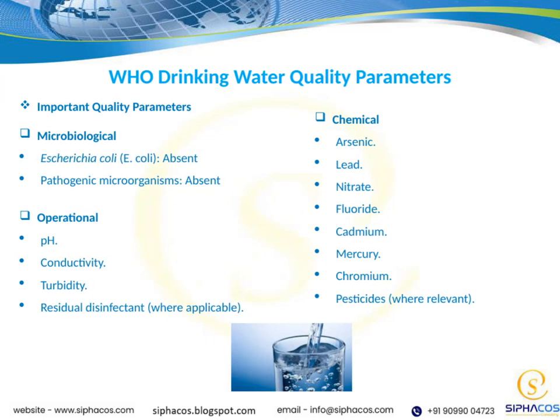When we talk about drinking water quality, the World Health Organization focuses on three main groups of parameters. First, the chemical contaminants, things like arsenic, lead, nitrate, and fluoride. These can be harmful even in small amounts. Then there's the microbiological side, where the presence of E. coli or other pathogens must be zero to keep water safe. Finally, operational parameters like pH, conductivity, and turbidity help us monitor water quality in real time and ensure treatment processes are working effectively.